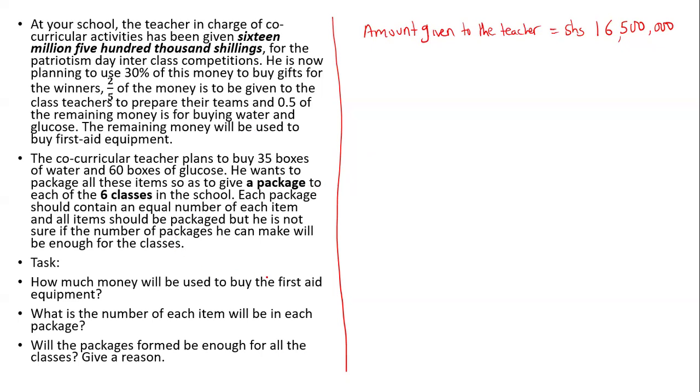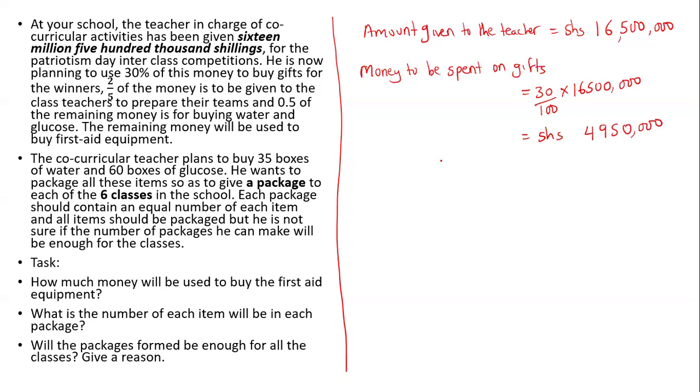Now, how much money will be used to buy the first aid equipment? So here you notice that the first amount of money is planned to buy gifts. I'm going to say money to be spent on gifts. So on gifts, it is 30%. So we shall say this is equal to 30 out of 100 times 16,500,000. So this will give us shillings 4,950,000.